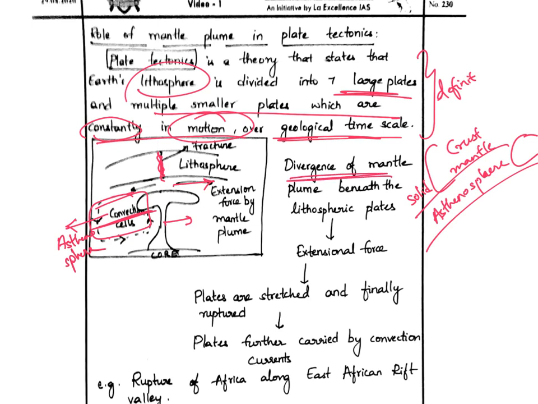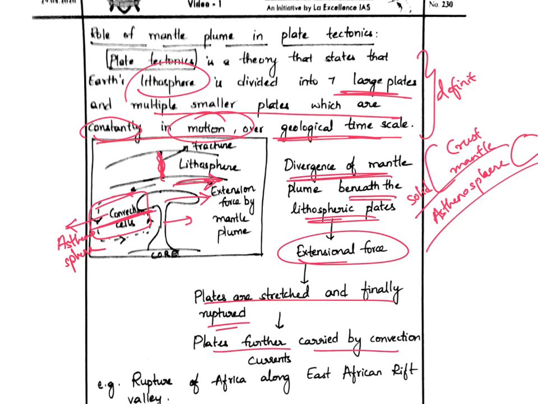Okay, so let us see what he writes. Divergence of mantle plume beneath the lithospheric plates results in extensional force. Plates are stretched and finally ruptured. So the plates are stretched because of this extension force created by mantle plume. He further writes that plates are further carried by the convection currents. These are the convection current cells which are present in the asthenosphere of the mantle.